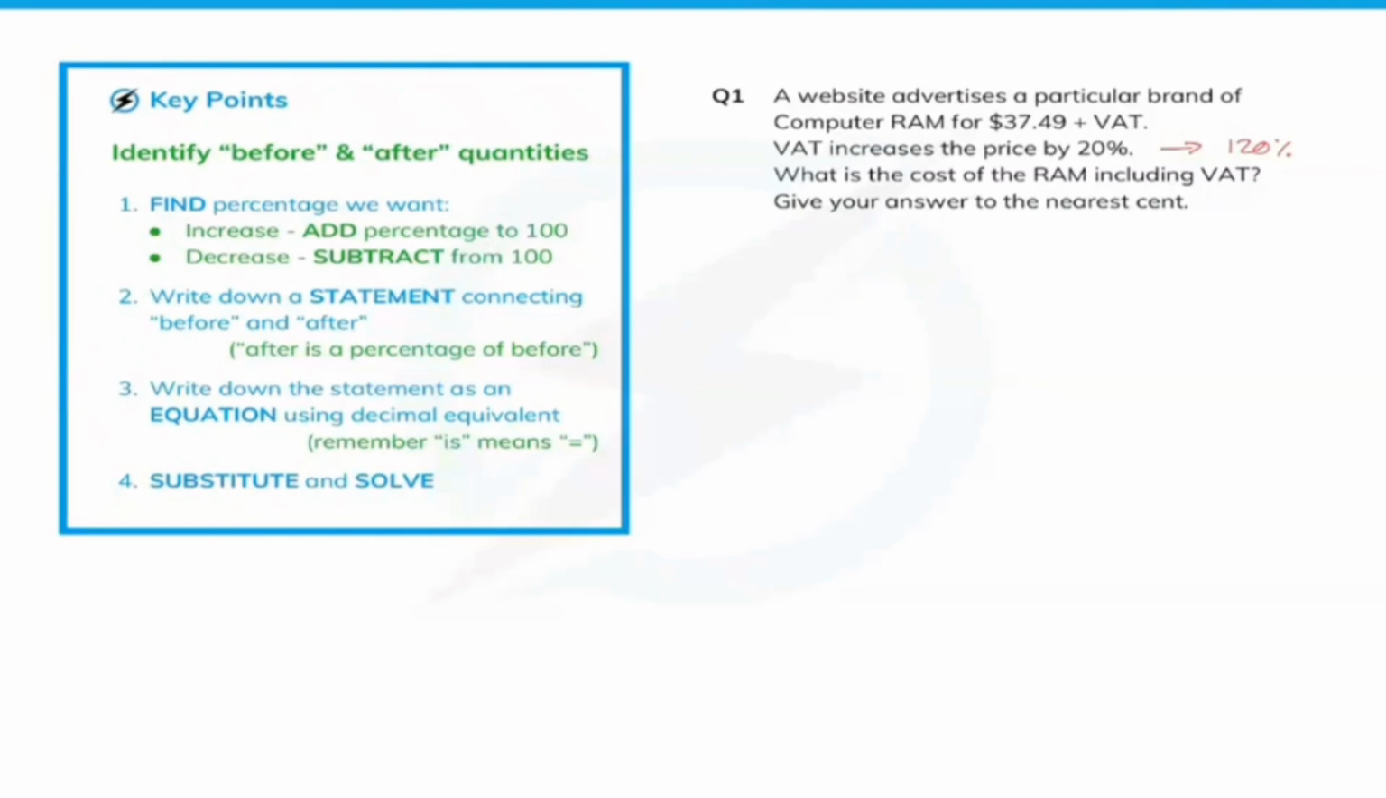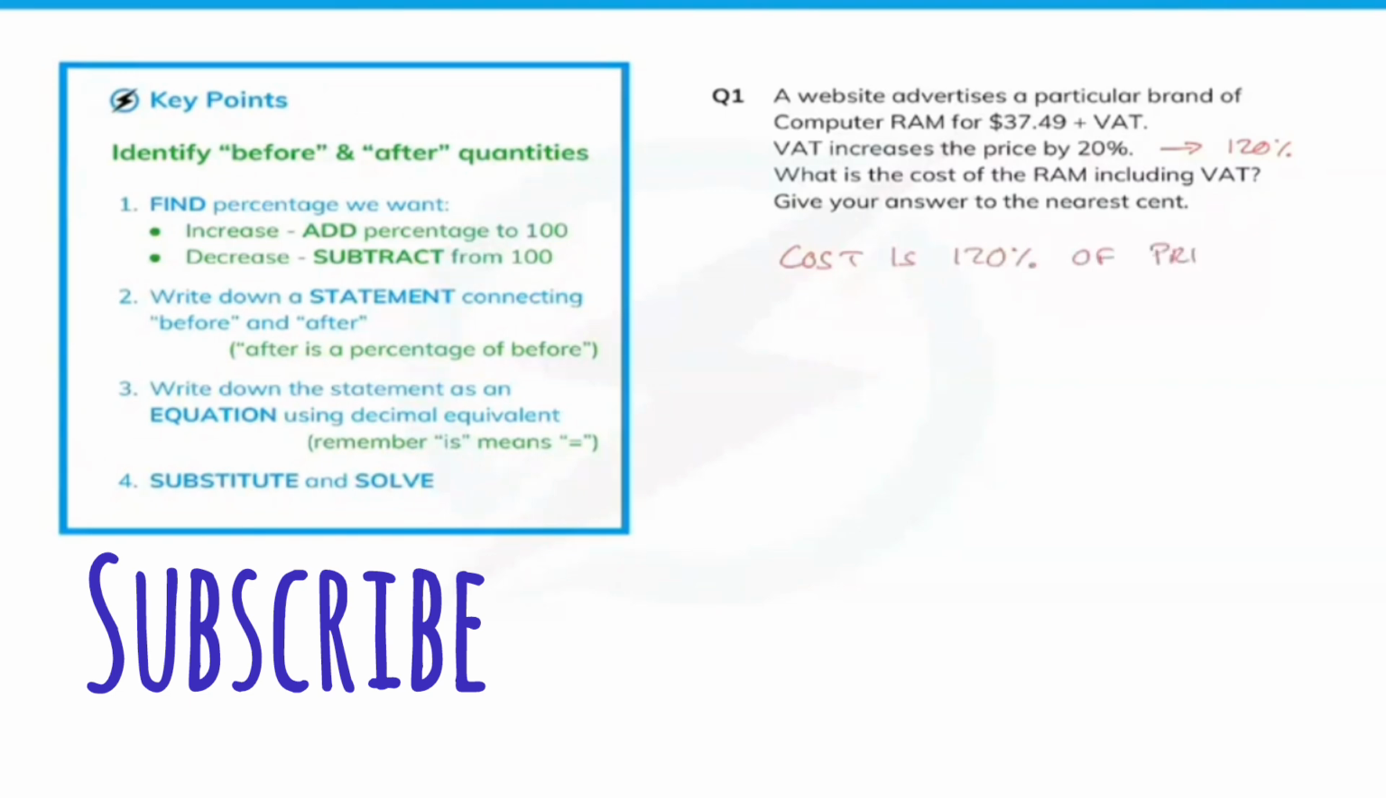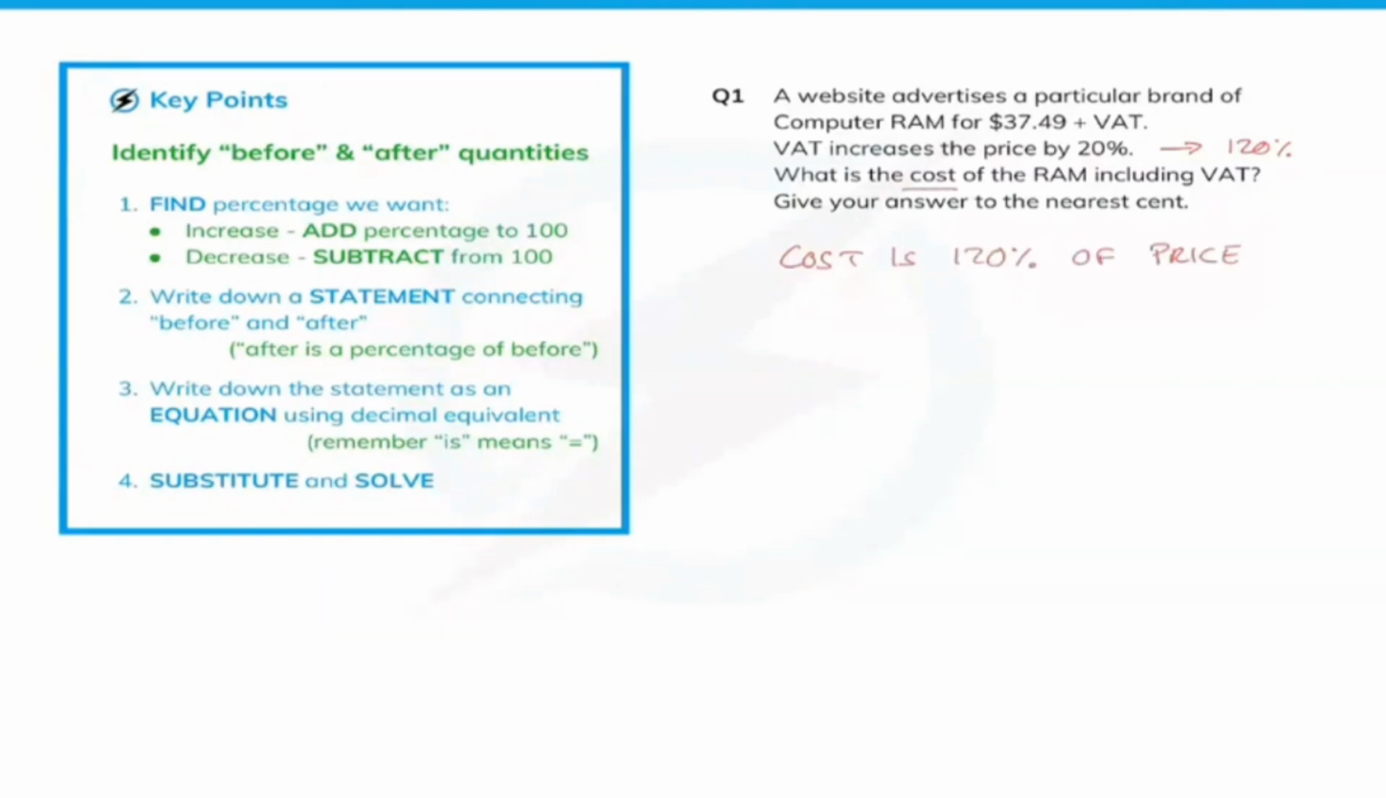The cost is 120% of what I'm going to call the price, because we're asked for the cost and the VAT increases the price. So we now have an equation, because "is" means equals: cost equals 120%. The decimal equivalent of that is 1.20, or just 1.2. "Of" is always times, and of the price. There we go, so we have an equation now, and we are asked to solve that equation.